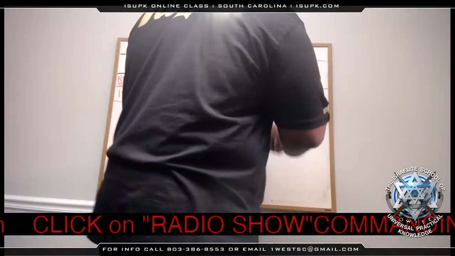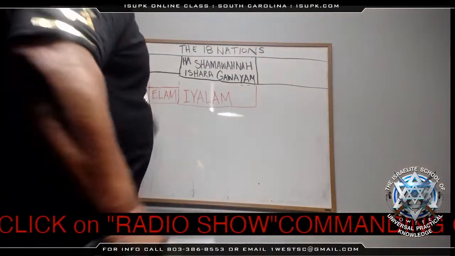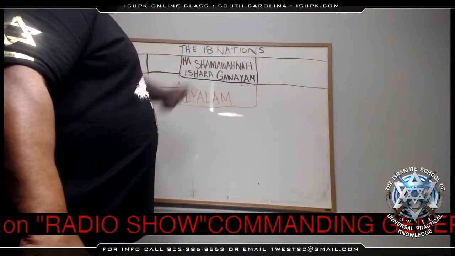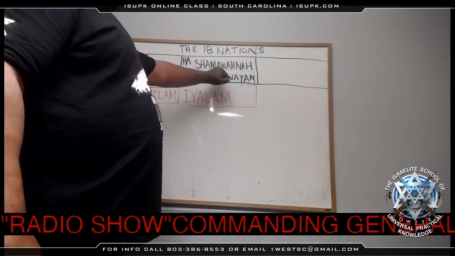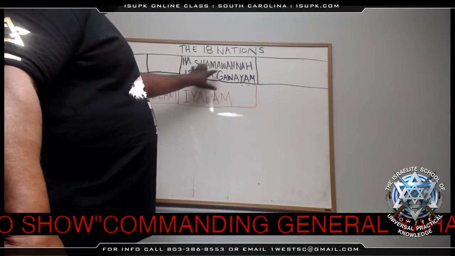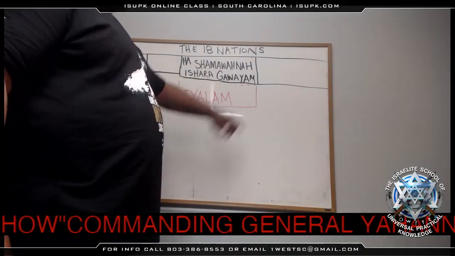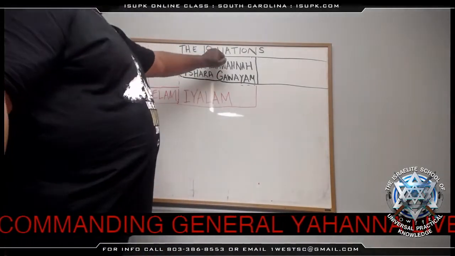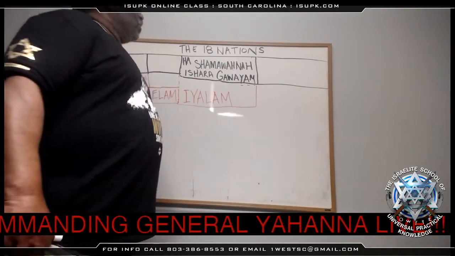The Paleo for I.S.U.P.K. So to reiterate, we're doing 18 nations, Ha Shamawana Asherah. That's 10, so 10 plus 8 is 18. Nation is Gawayam, nations. The Yam makes it plural.